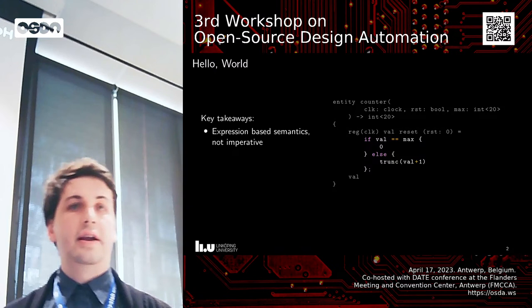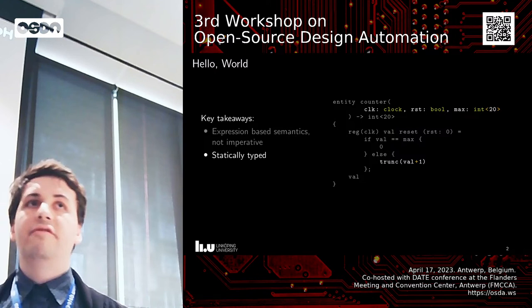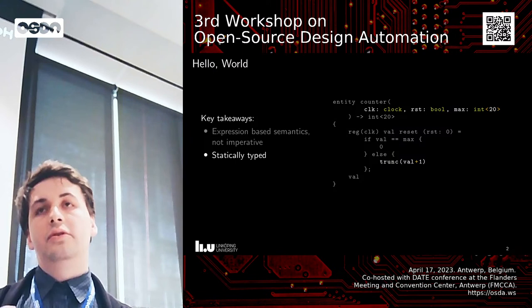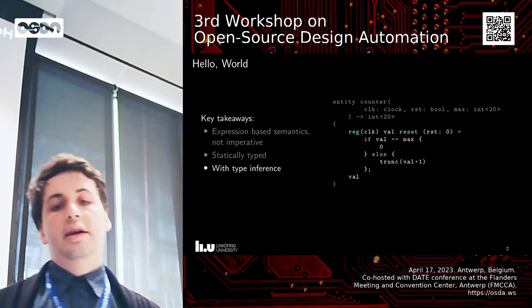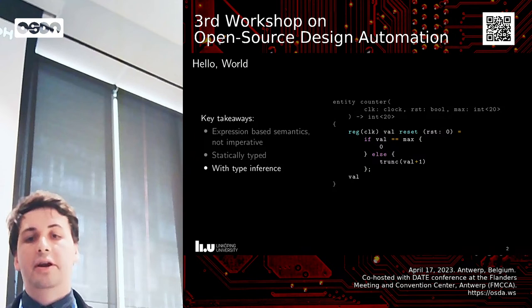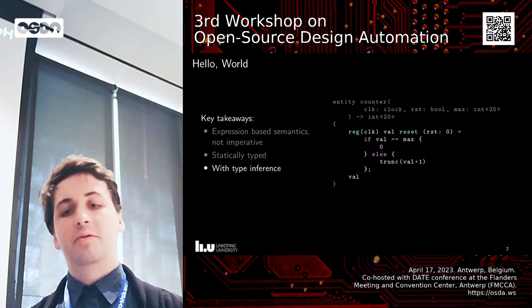It's a statically typed language, so we specify all the types. It also tries to make sure that you don't accidentally throw away information that you might need. So if you do val plus one, that could overflow, so the language will not allow you to throw away that overflow implicitly. You have to call this trunk function to say that, no, I actually do want to throw away a bit here, since we have a feedback in the circuit. It has type inference, so you don't have to specify any types inside the body. The compiler figures them out for you, as long as things are fine. If the compiler finds some inconsistency, then it will, of course, alert you. So you get the benefits of static types without the annoying typing.